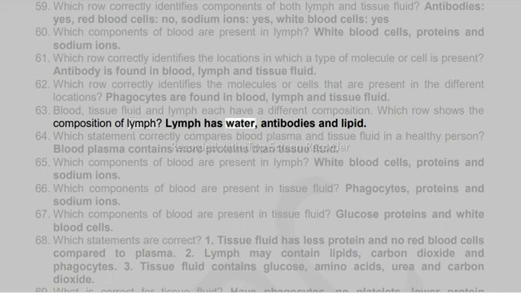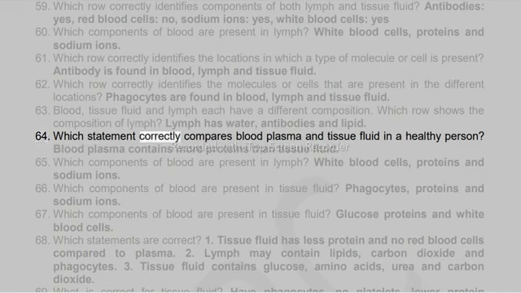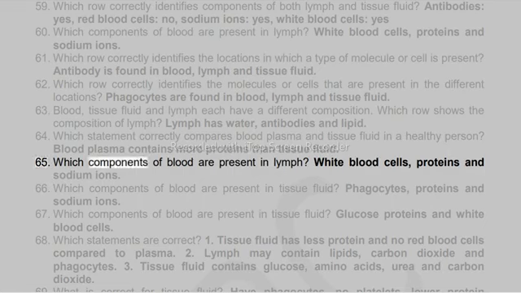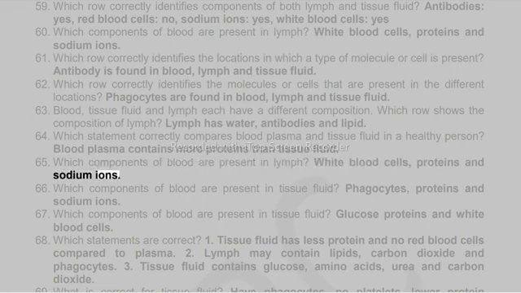Lymph has water, antibodies, and lipid. 64. Which statement correctly compares blood plasma and tissue fluid in a healthy person? Blood plasma contains more proteins than tissue fluid. 65. Which components of blood are present in lymph? White blood cells, proteins and sodium ions.